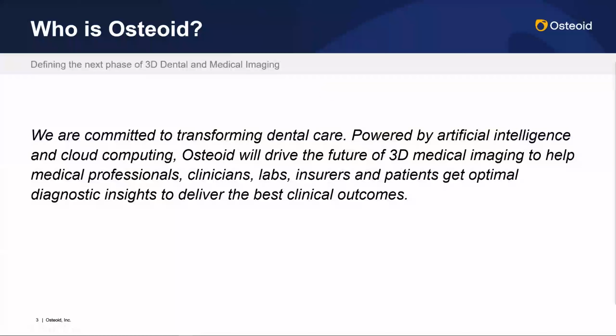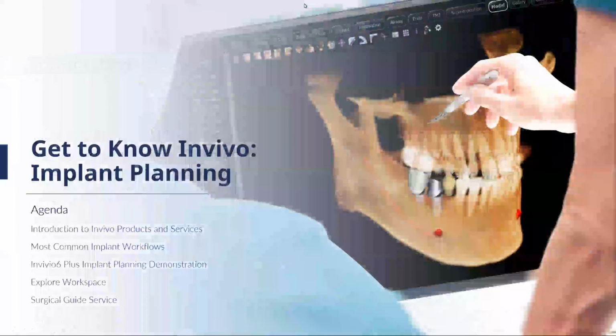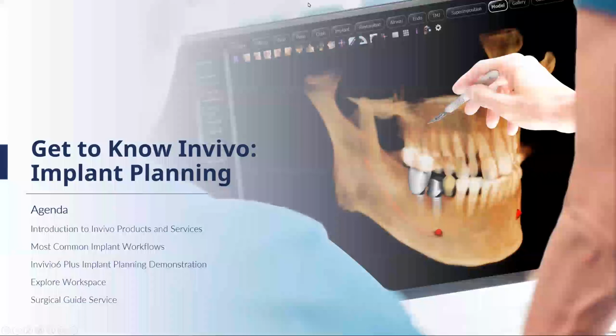Now I wanted to take a few minutes to go through who we are and what we do. Here at Osteoid, we are a pioneer 3D imaging software company, mainly specializing in dentistry. Our 3D imaging software, Invivo, was created in 2004 under the company name Anatomage, and Invivo has become the standard in the 3D dental imaging world for the last 15 plus years. Today, we are going to specifically focus on how we support implant general dentistry.